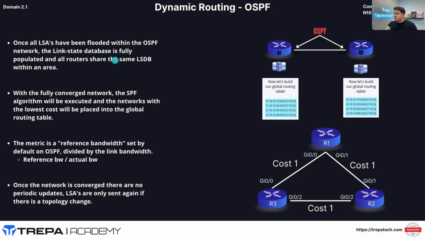So here we have it. Once all LSAs have been flooded and the link state database is fully populated, the SPF algorithm will be executed. The metric is based on a reference bandwidth, which means reference bandwidth divided by actual bandwidth in OSPF is going to give us our cost, or our metric. And then once the network is converged, we put the best routes into our routing table.